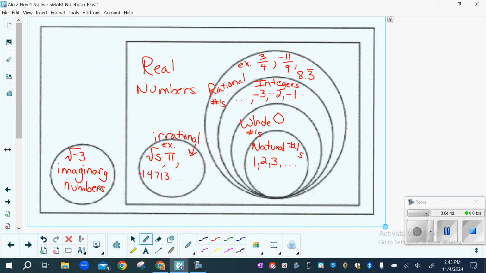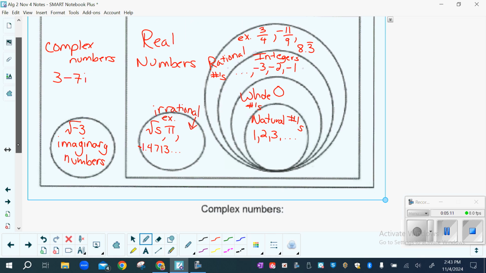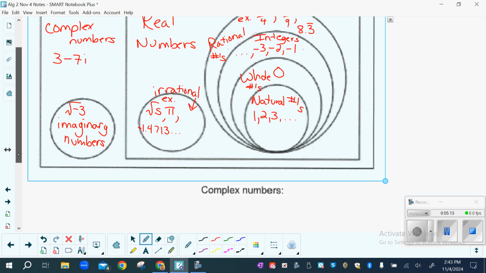So what's new today is we're going to talk about complex numbers. So complex numbers would be a number like 3 minus 7i. So it has a real part and an imaginary part. We'll talk a little bit more about that. So down on the bottom of this, we have complex numbers.